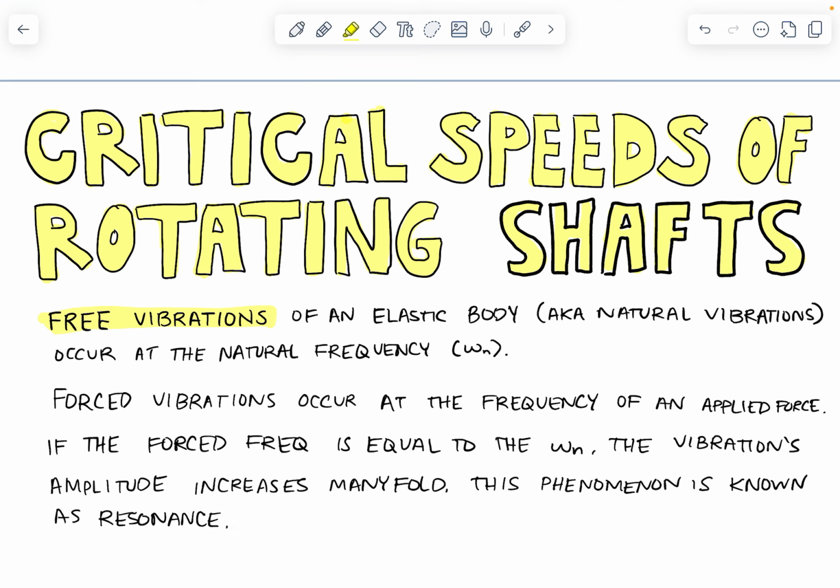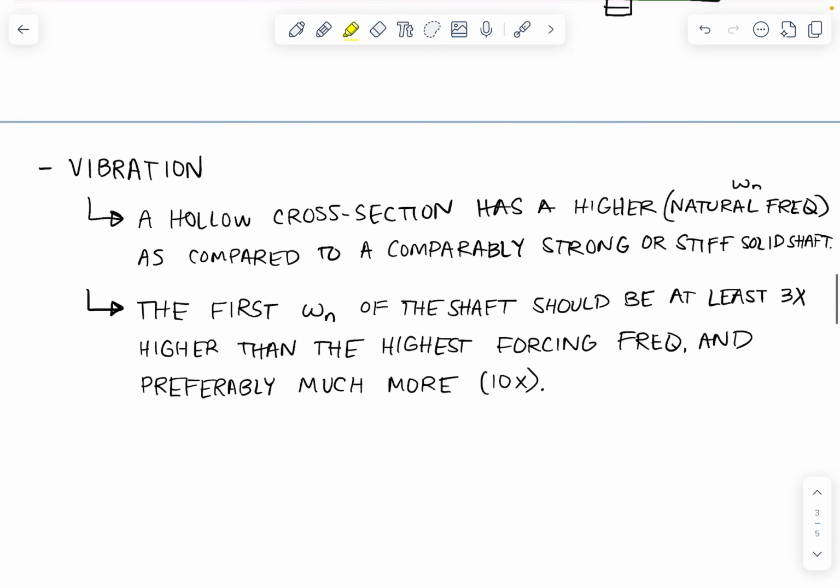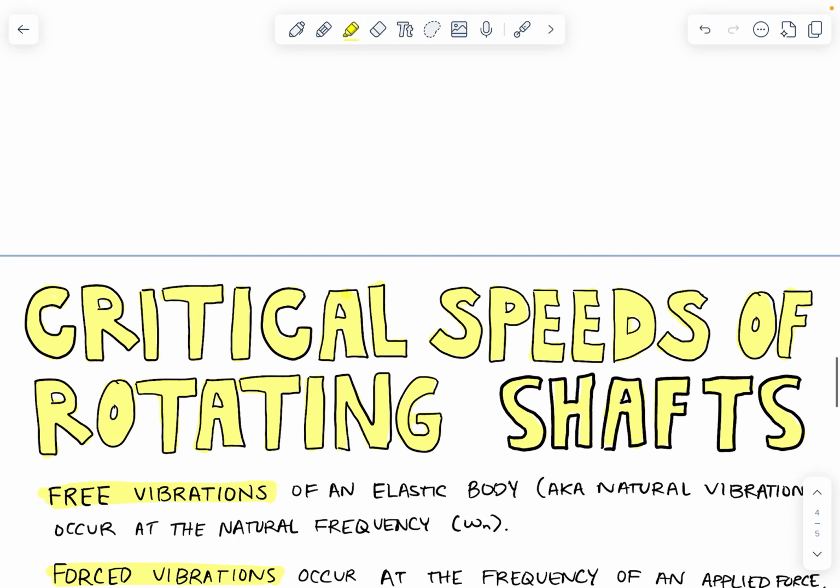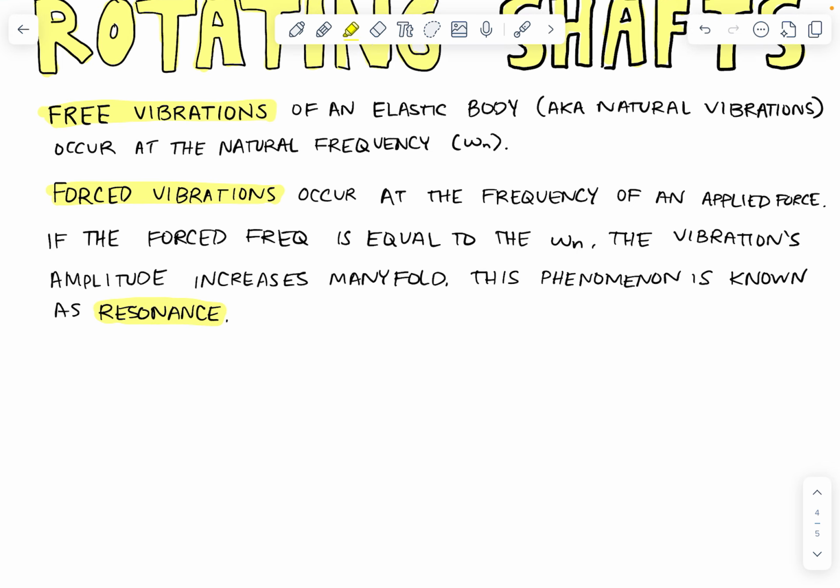So resonance, something we're usually trying to avoid, happens when our forced vibration frequency is equal to the natural frequency. And that goes back to our best practice that we talked about last time, where we want the first natural frequency of our shaft to be at least 3 times higher than the highest forcing frequency, so that those two different frequencies stay far away from each other and we avoid this problem of resonance.